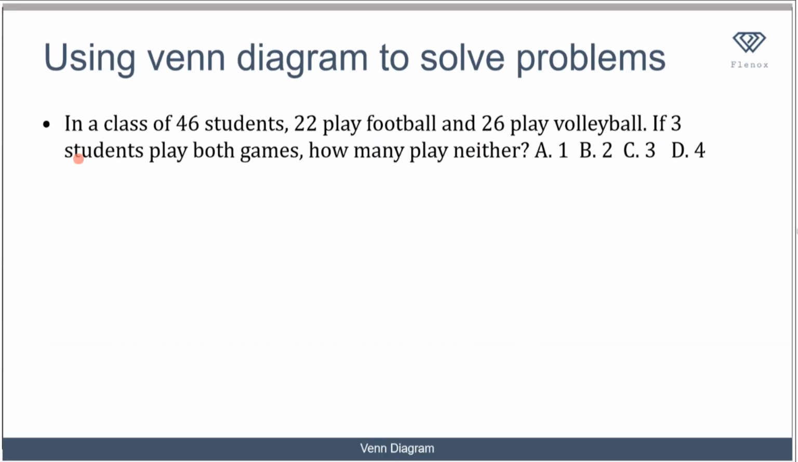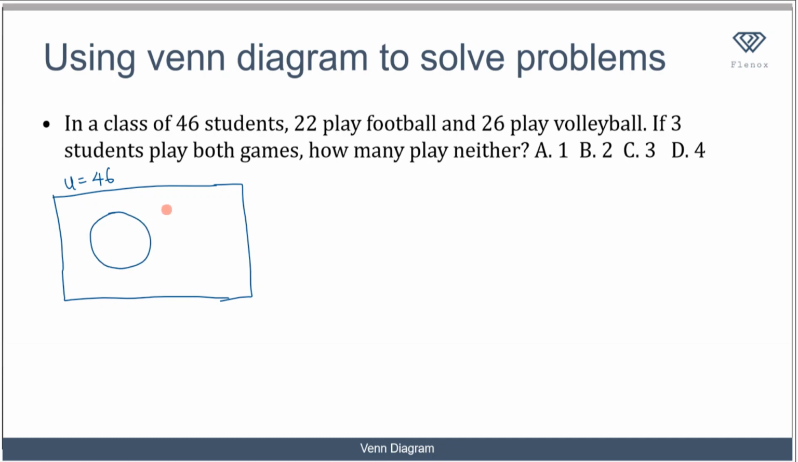So let's move on to another example that has to do with Venn diagrams. It says, in a class of 46 students, 22 play football and 26 play volley. If 3 students play both games, how many play neither? So first, you have to start out by representing the information in a Venn diagram. Here we have just two subsets, and we're told that the universal set, the total number of students, is 46. In the subsets we have two sports being represented there: football and volley.